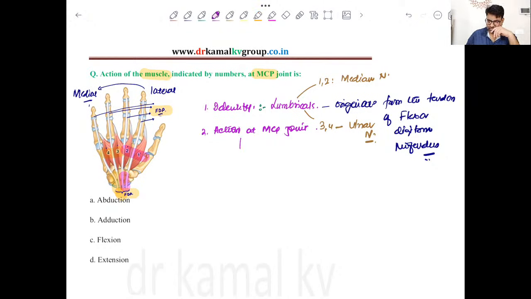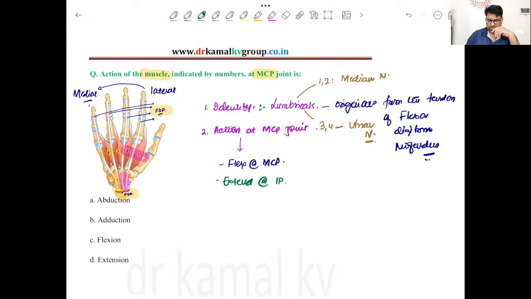Now coming to the second part of the question: what is the action of lumbricals at the metacarpophalangeal joint? Very good, Sneh, very good. Right, so what they actually do is they flex the MCP and they extend at the interphalangeal joint, right? So somewhat this kind of posture. This is the action of lumbricals. Very good, Sneha, very good. So this is the thing.